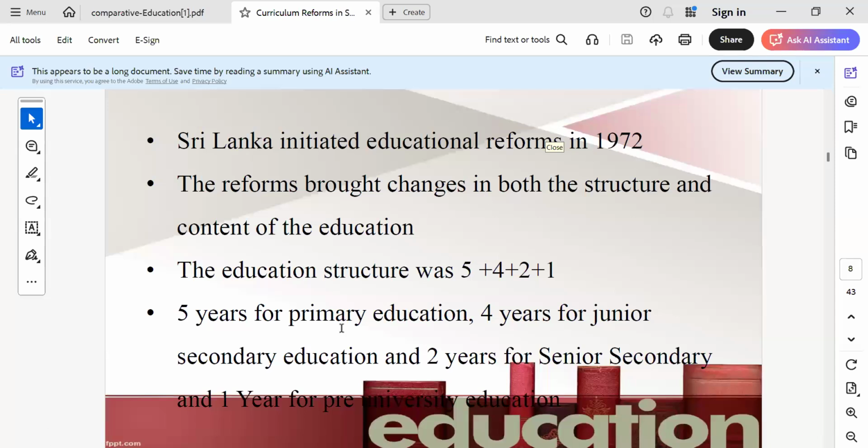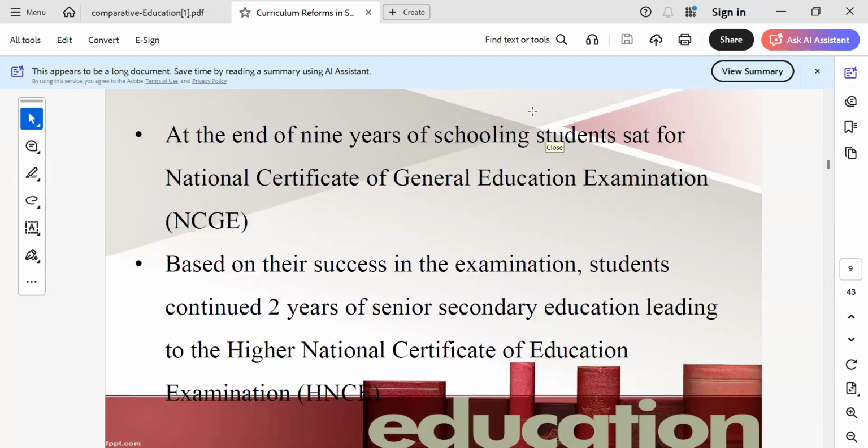So here in 1972, see the structure. Primary 5 years, junior secondary 4 years, senior secondary 1 year, and 1 year university education, pre-university education, right? This is the structure introduced in 1972 curriculum, right? 5 years for primary education, 4 years for junior secondary education, 2 years for senior secondary education, and 1 year for pre-university education, right? So this is just like foreign countries, right?